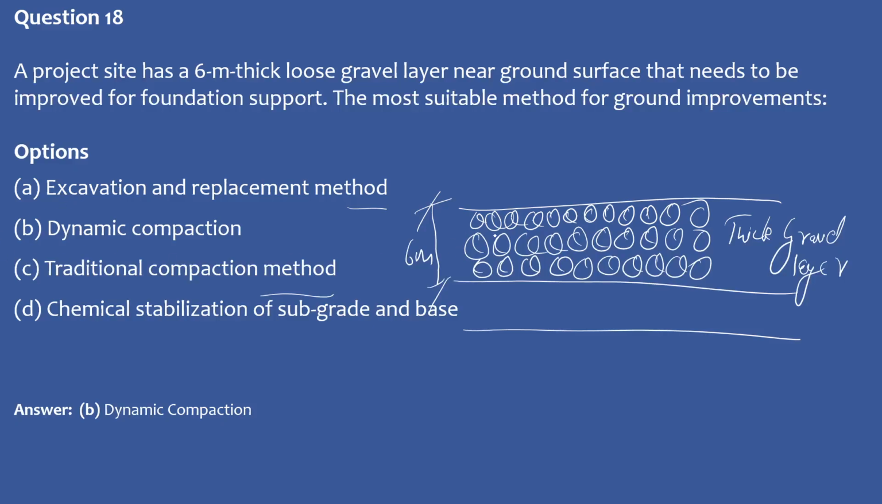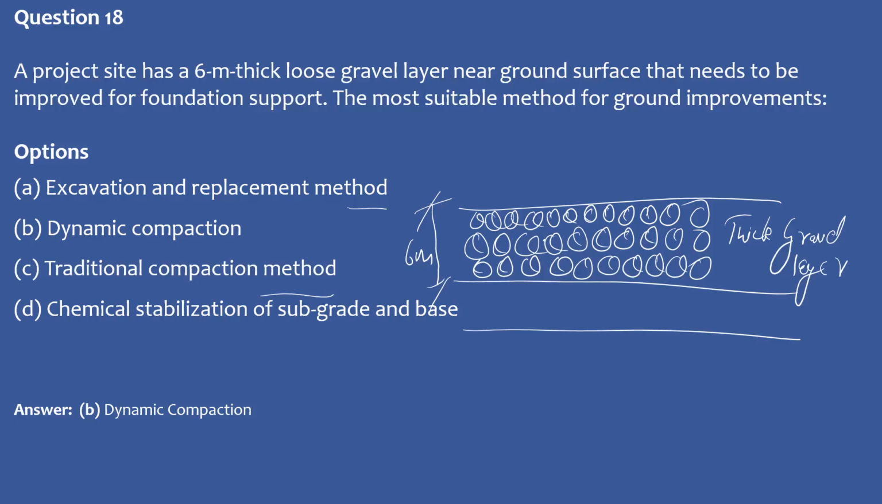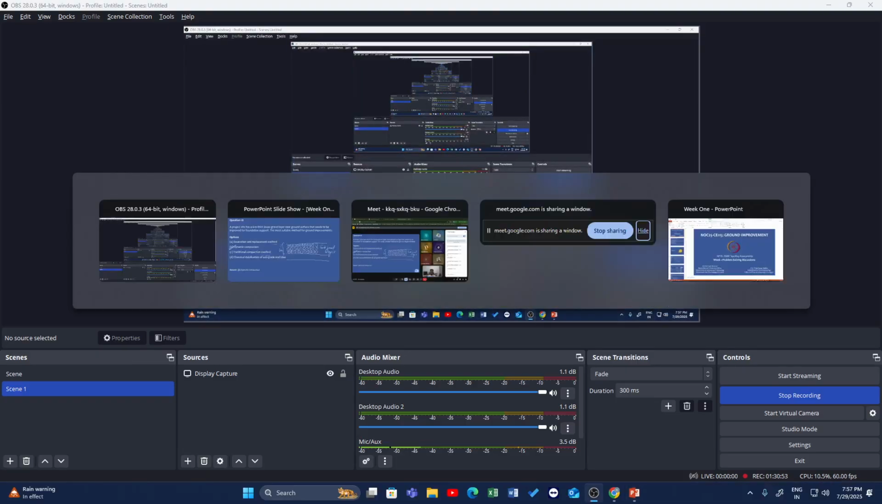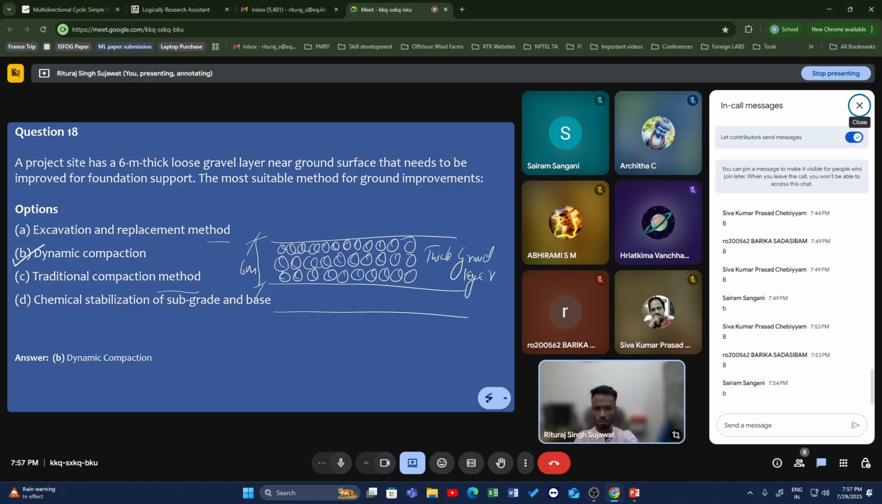Dynamic compaction: basically you compact this soil along with applying some dynamic forces or vibrations to the soil matrix so that it rearranges itself, and in that case the overall bearing strength of your soil matrix gets improved. We call that dynamic compaction. So yeah, option B is correct. Any query in this?